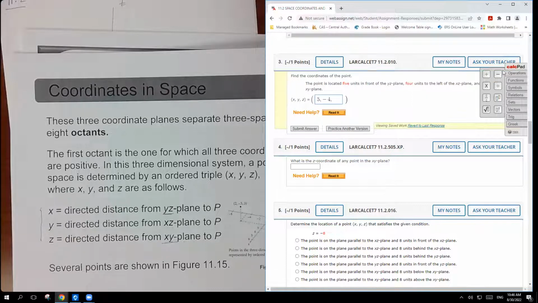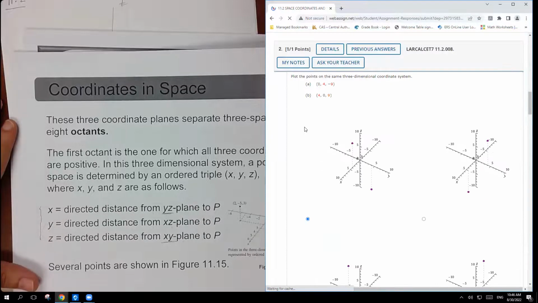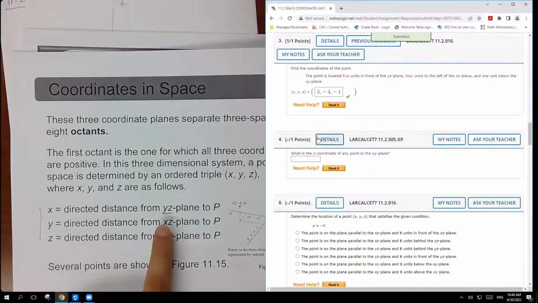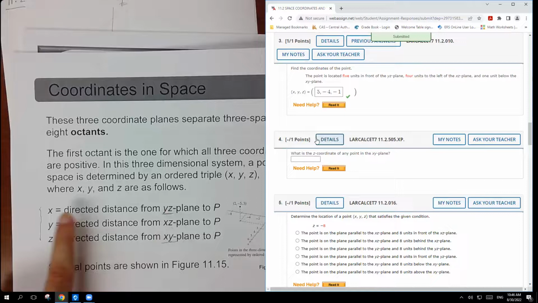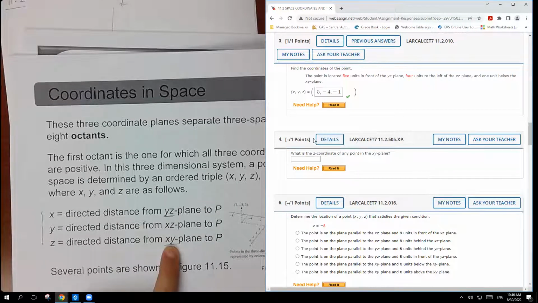The third one is going to be 1 unit below the XY plane. -1. So it's going to be -1. You see, it's not that hard. You just have to focus when they ask you, and this direction is really important. That's why I told you, if you see the YZ plane, that means X. XZ plane, it's Y. XY plane is going to be Z.